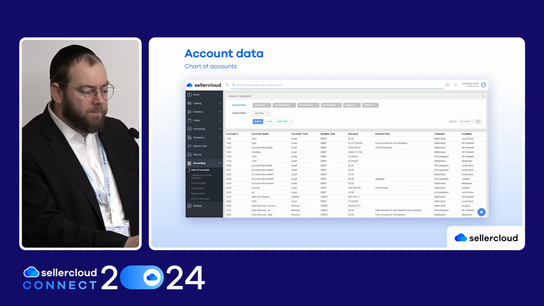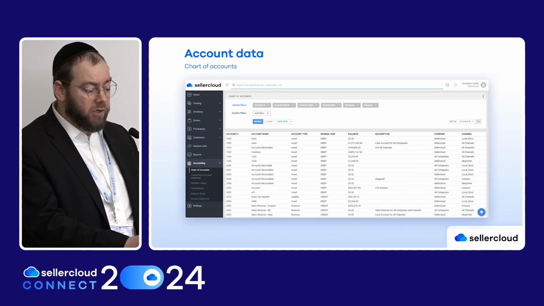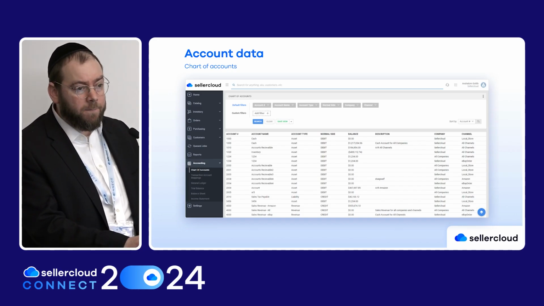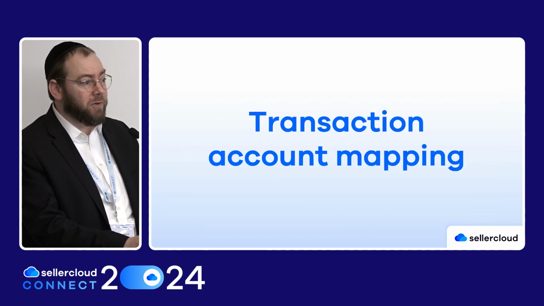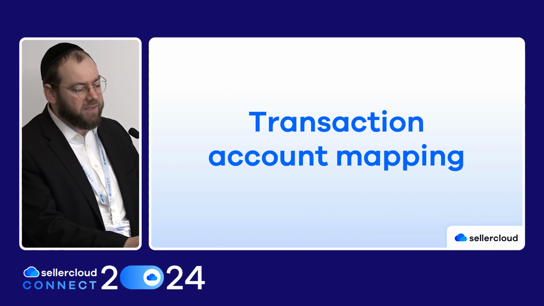We can see here that we have a list of all the different accounts. We have accounts for cash transactions, accounts receivable, and a list of all your accounts to debit and credit transactions. How do you get the data from Sellercloud report data to be posted to your accounts? You have to map that data to its particular accounts, which appropriately enough is called transaction account mapping. An example of that is here.